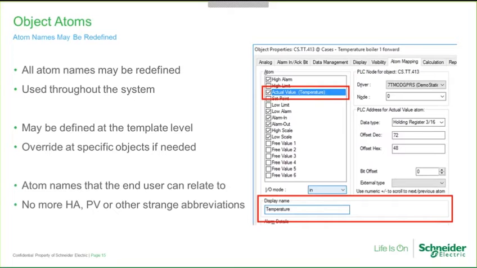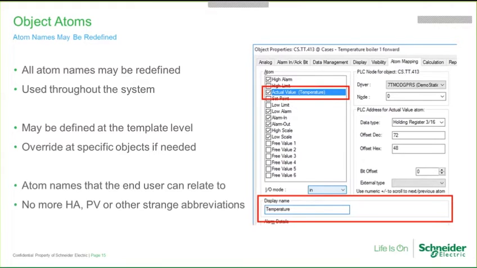And it's especially handy for the free value atoms. In version 11, you would just see the term free value 1 through 3. Now you can actually change free value 1 to be something meaningful, like sensor current or whatever you want. They're used throughout the system, so wherever the end user has the option to see an atom name, he will now see this new text that you put into the definition.